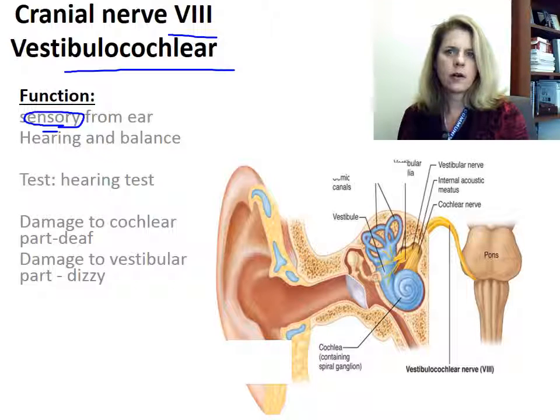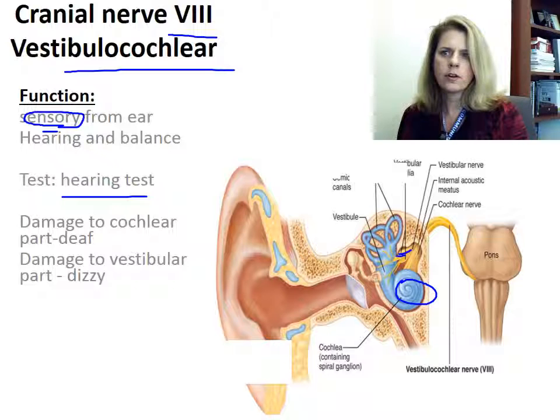And so to test this, you would do a hearing test. You would see, can they hear things on both sides, left and right side. The vestibulocochlear nerve actually has 2 sections, and one goes out to the cochlea, and the cochlea is the part of the ear that's involved in hearing.